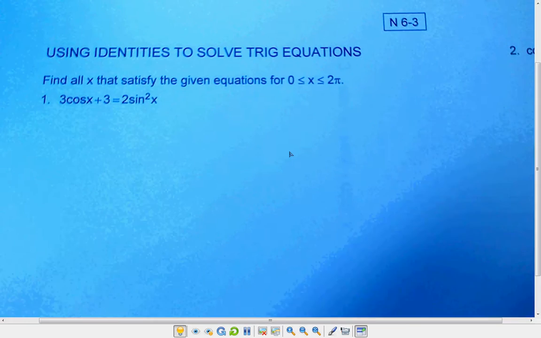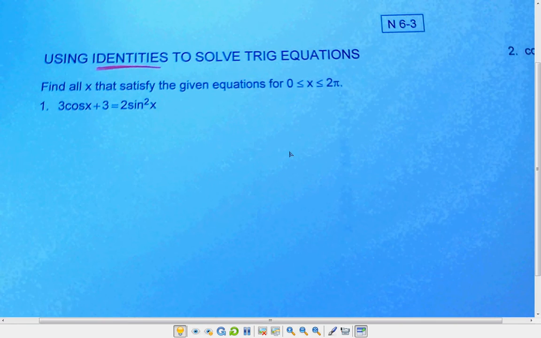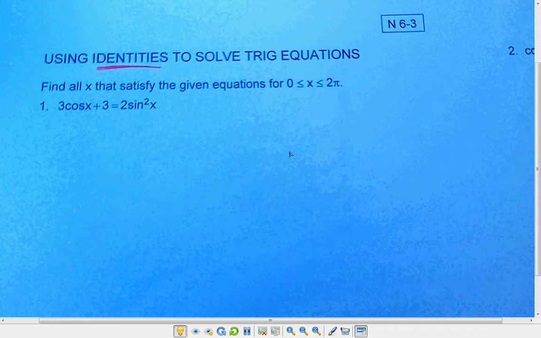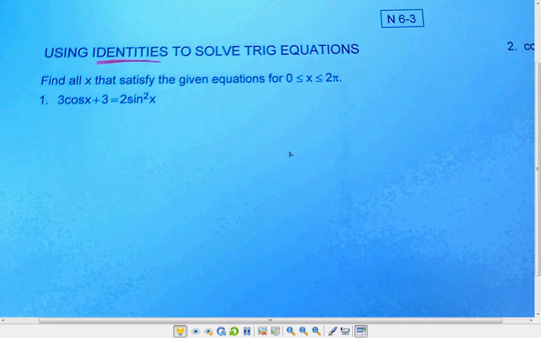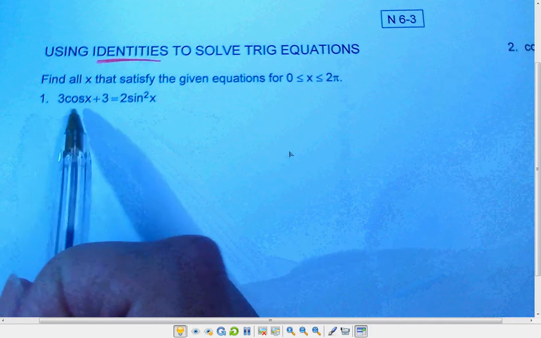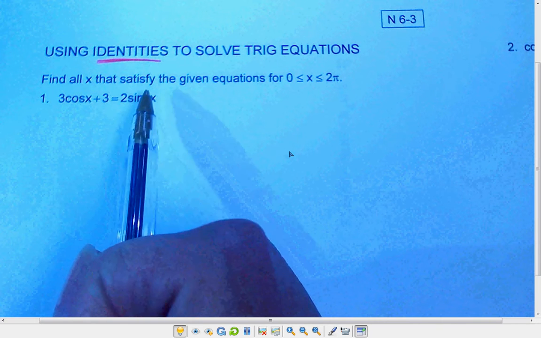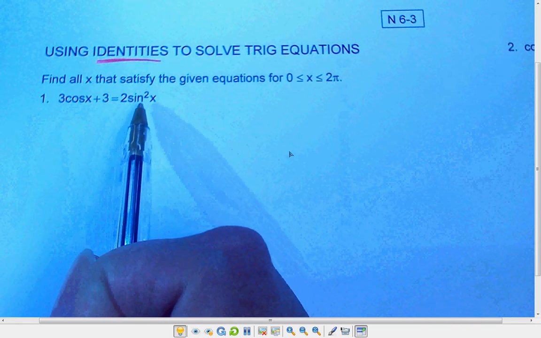We're putting together using identities to solve trig equations. So we're going to be using the 8 trig identities that we know to replace something in this equation and then do what we've been doing the last couple of weeks. For example, if you look at number 1, we have a cosine and a sine squared. Right now we want to switch one of them so that it's the same thing as the other one.